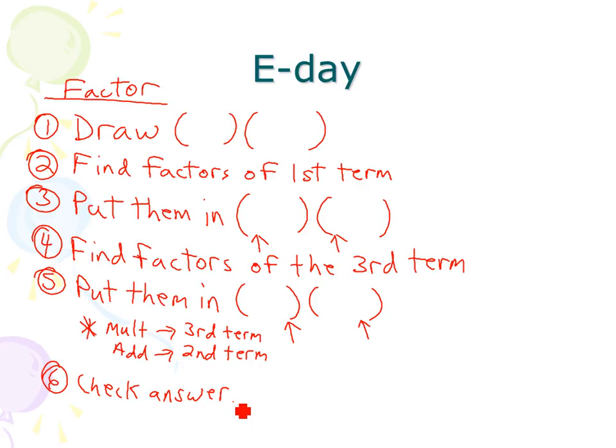So that's how you factor. Draw the parentheses, find the factors of the first term, put them in the first spot in each parentheses, find the factors of the third term. And you want the ones that multiply together to give you the third term, and the ones that add together to give you the second term. And then check your answers.